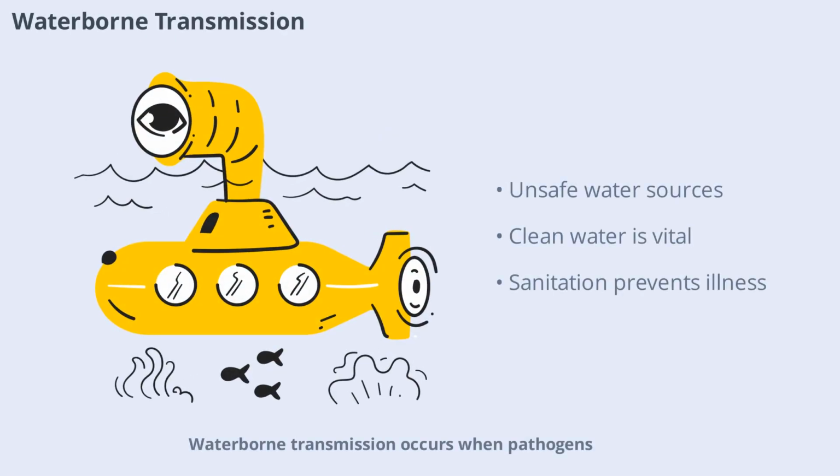Waterborne transmission occurs when pathogens are present in contaminated water sources. Drinking, bathing, or swimming in unsafe water can lead to infections like cholera, giardiasis, and hepatitis A. Ensuring access to clean water, proper sanitation, and water treatment are essential for preventing waterborne diseases.